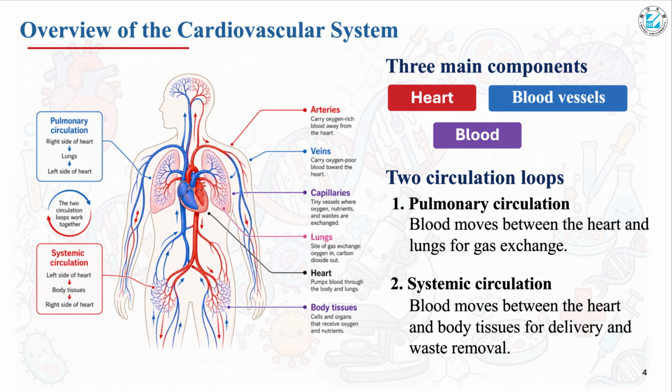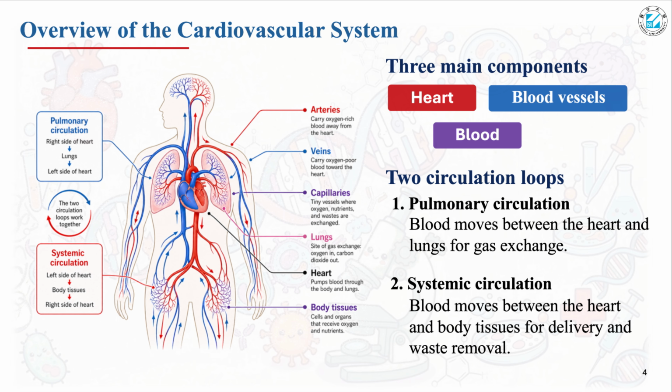First, let us briefly review the cardiovascular system. The cardiovascular system has three main components: the heart, blood, and the blood vessels. The heart works as a pump. Blood vessels form a transportation network throughout the body. Blood carries oxygen, nutrients, carbon dioxide, and metabolic waste.